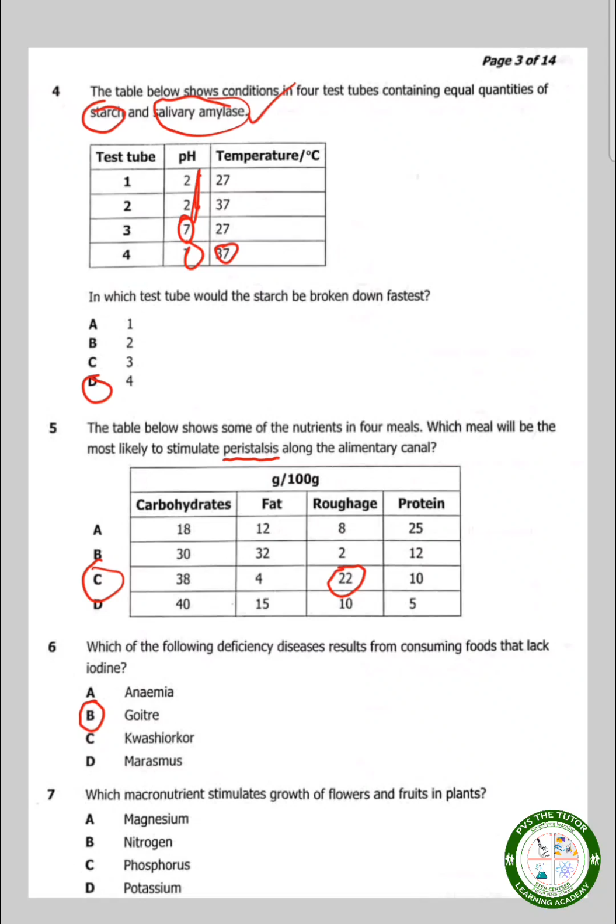Question 7 says, which macronutrient, macro is something which is big, stimulates the growth of flowers and fruits in plants? So which nutrient is responsible for the growth of flowers and fruits in a plant? That is potassium.